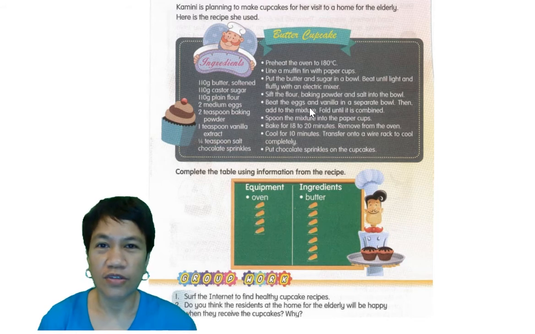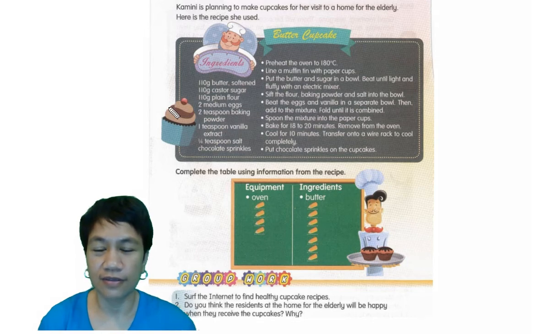So these are the instructions on how to make the cupcake. Okay, you can read it in your textbook. So in the instruction, we are introduced to the equipment used to bake this cupcake. In order to have this cupcake, you need equipment and also ingredients, because if you only have the ingredients, you cannot bake the cupcake. And if you only have the equipment but do not have the ingredients, you cannot make that cupcake.